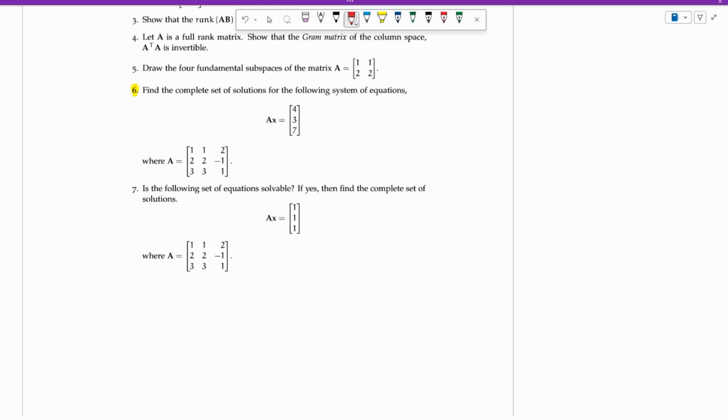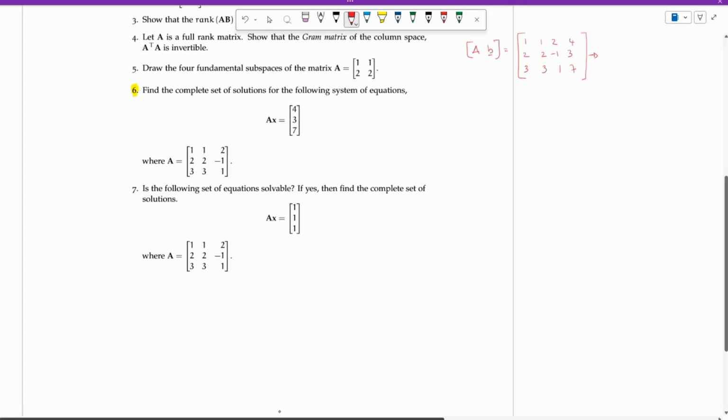What is the augmented matrix in this case for the sixth problem? Well, augmented matrix is simply A with the column B concatenated at the end, right? Augmented B. What is that? It will be 1, 1, 2, 4, 2, 2, minus 1, 3, 3, 3, 1, 7. Okay, what is the first thing we do?